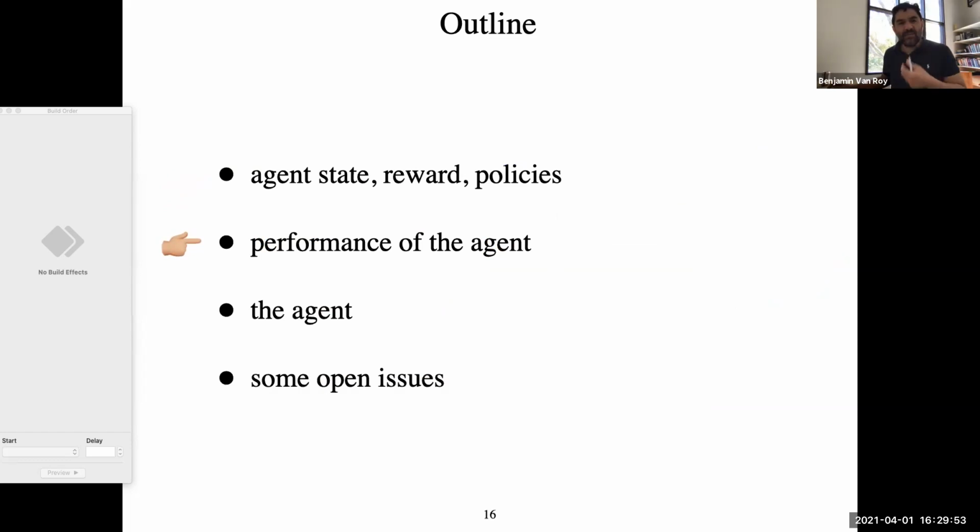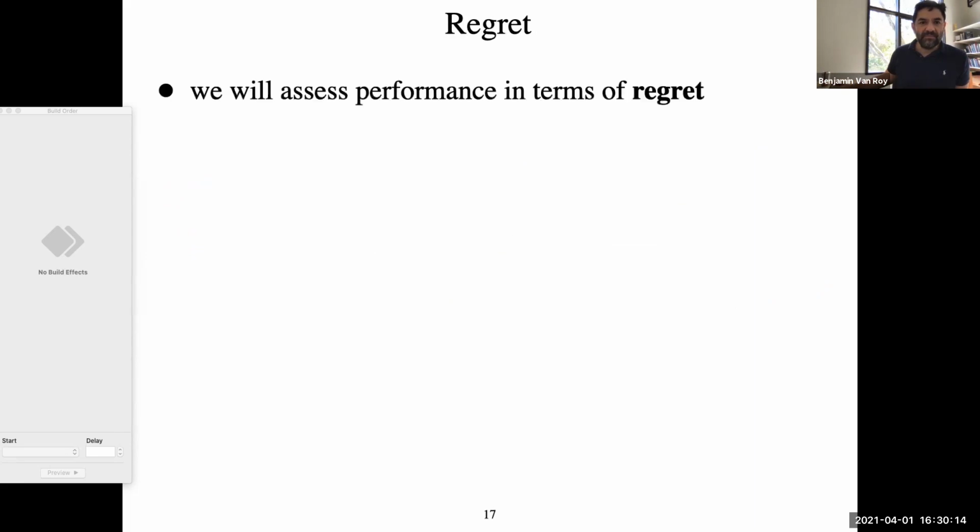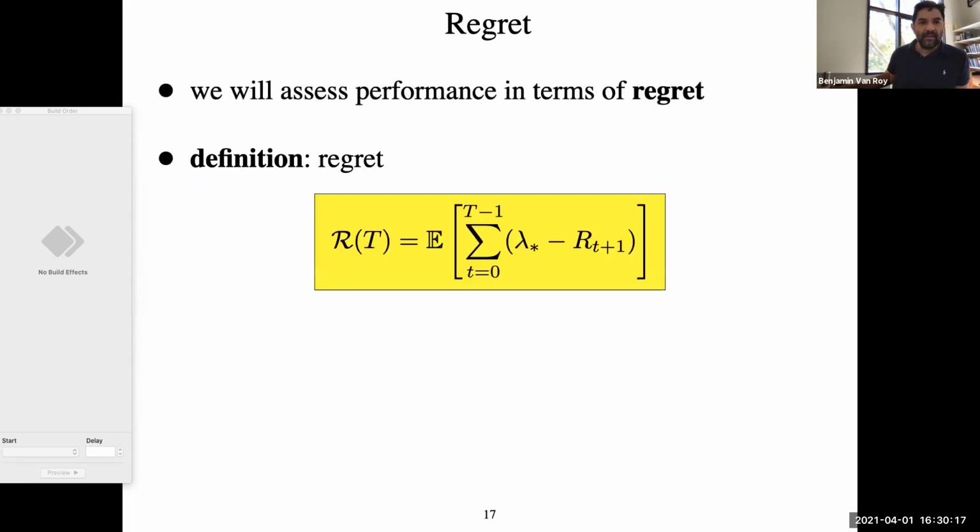Okay, so next I want to talk about performance guarantees that pertain to this agent. And I haven't told you yet what the agent's doing. I'll get to that after I share with you some understanding of the performance guarantees. Okay, so we're going to assess performance in terms of regret. And define regret in this way, where I sum the expected difference between the optimal average reward lambda star and the realized reward R_{t+1}. And I'll have a measure of regret for each time capital T.